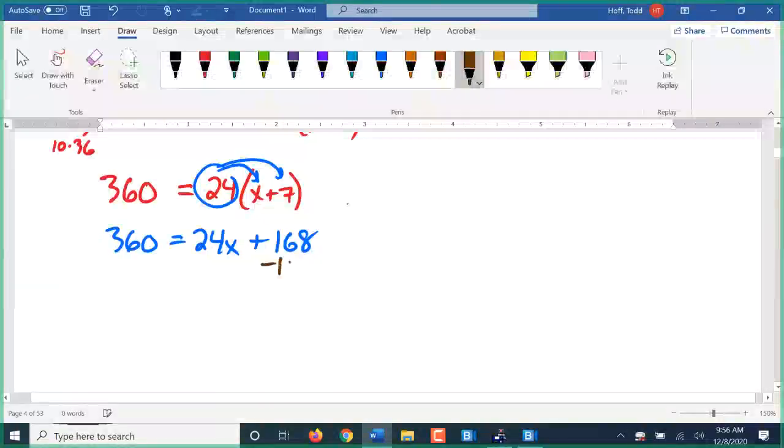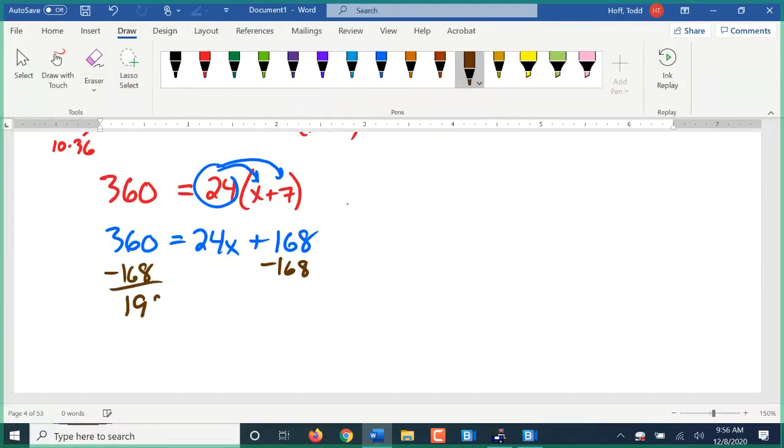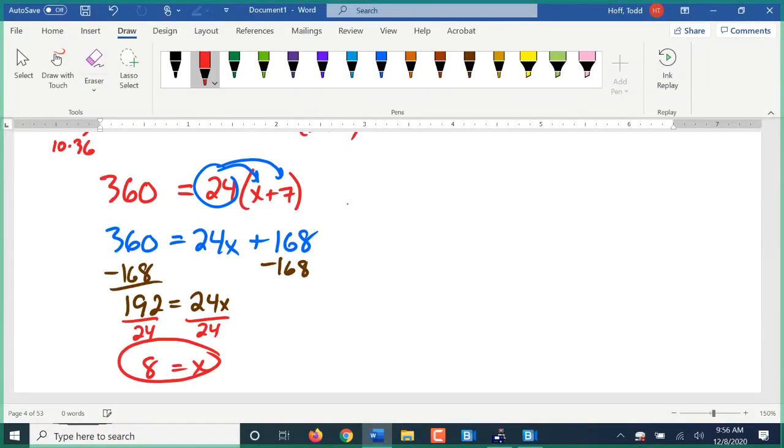And now we can solve this. We'll subtract 168 from both sides. Gives us 192 equals 24x. And we'll divide by 24. 192 divided by 24 is 8. So 8 equals x. So that's telling us x equals 8 in that proportion.